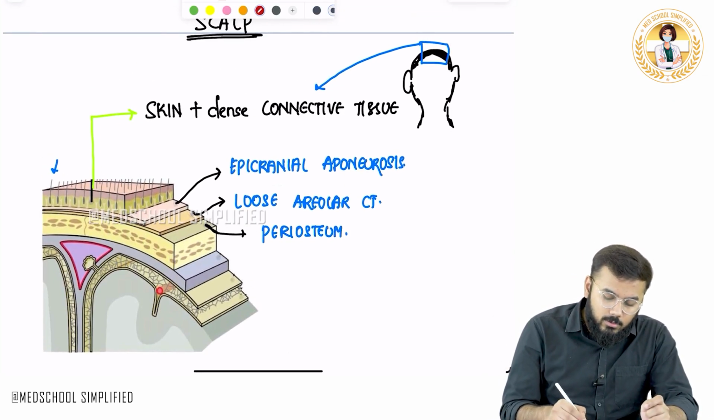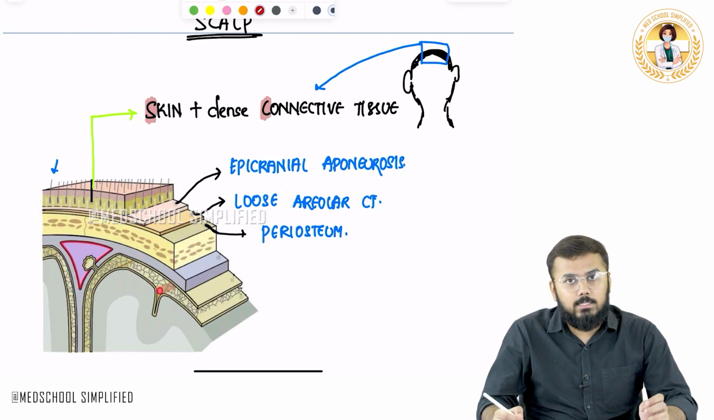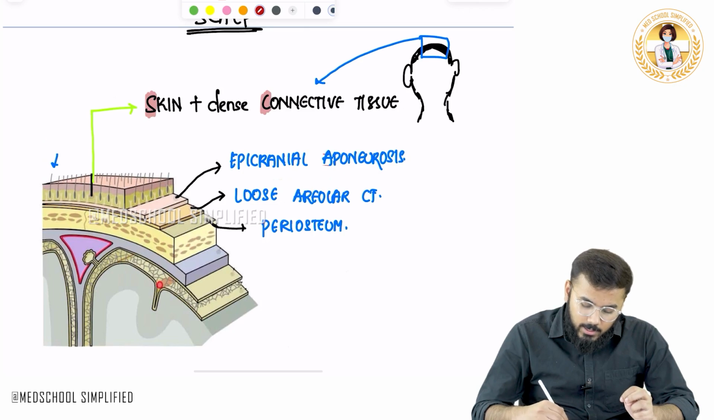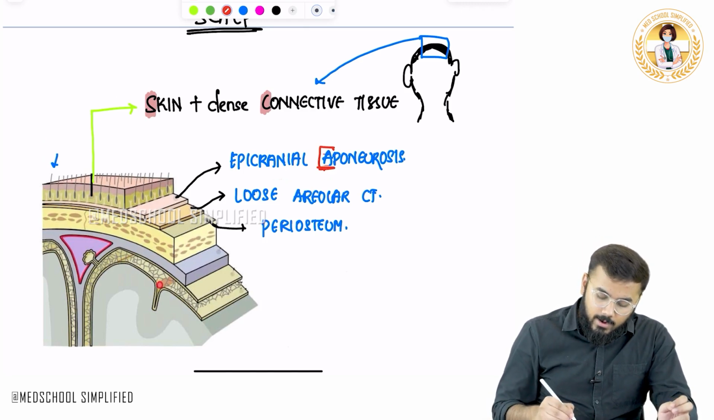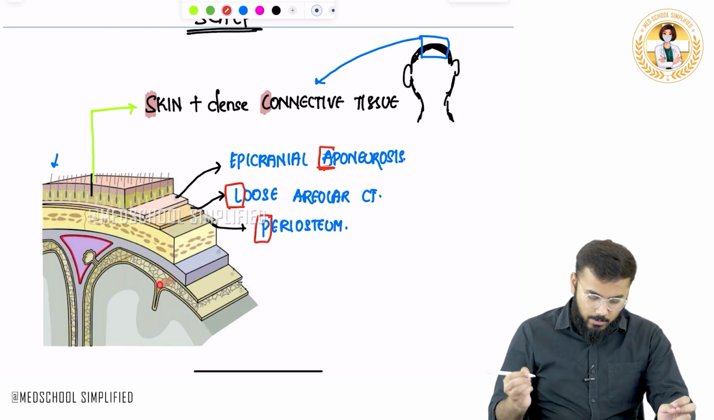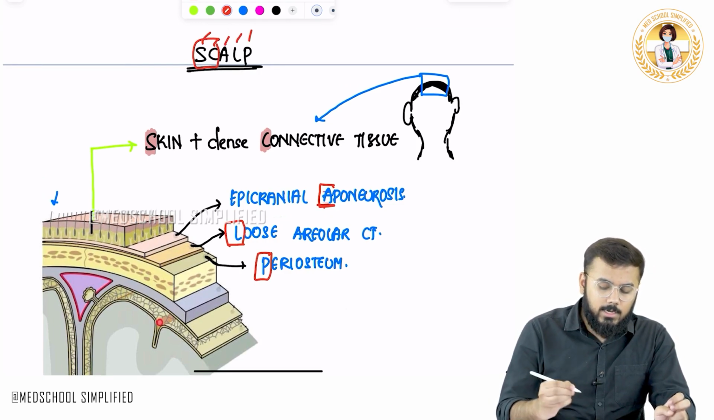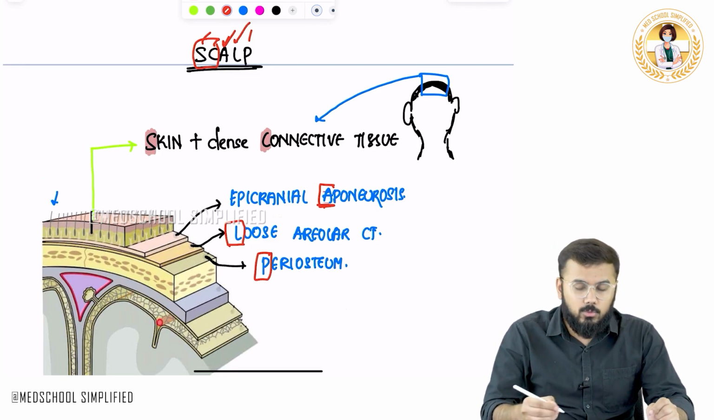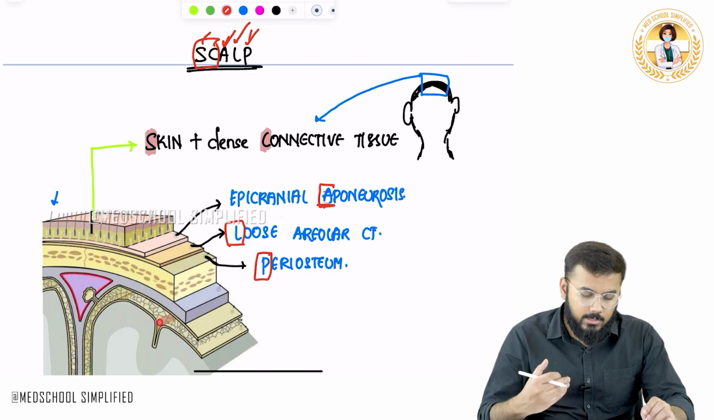So what are the different kinds of layers which you can see? All of you just concentrate on the first letter over here. You see, this is S, C, right? What is S and C consisting of? Skin plus dense connective tissue. Next, here A. A is nothing but your aponeurosis. And after that, SCAL, L stands for what? Loose areolar connective tissue, and P stands for what? Periosteum. So the mnemonic goes this way: SCALP. S and C stand for skin and subcutaneous tissue. A stands for aponeurosis, epicranial aponeurosis. The next layer is loose areolar connective tissue, and P here stands for periosteum. So these are the layers of the scalp.